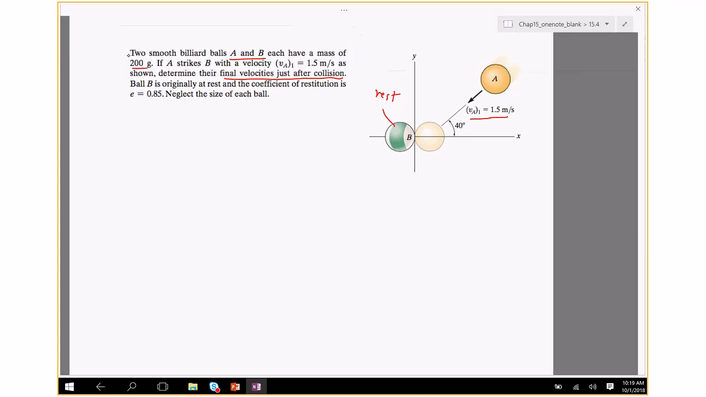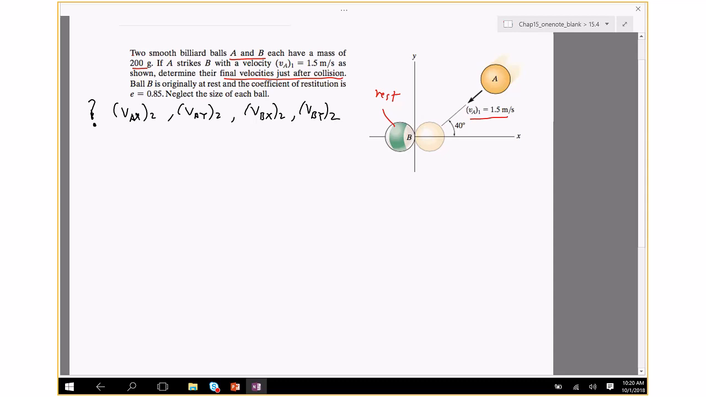So this is a problem in oblique impact. We are asked to find the velocity of A after impact, so VAX2, VAY2, also VBX2 and VBY2. Four unknowns, so we've got to generate four equations.